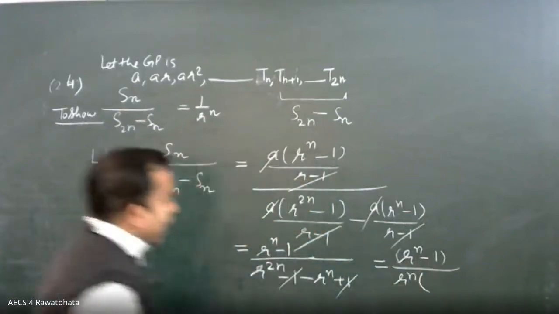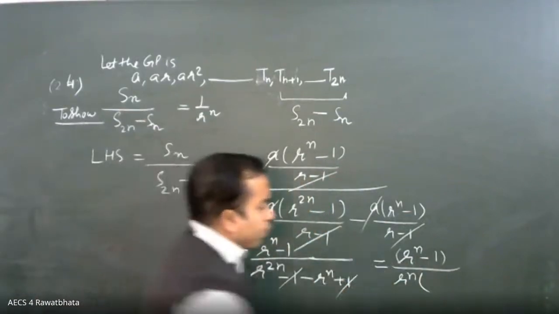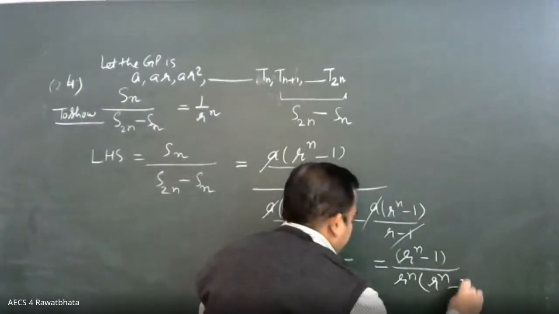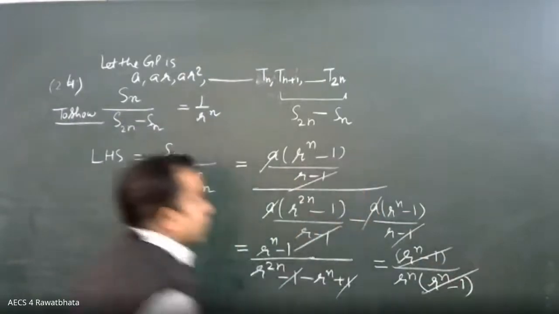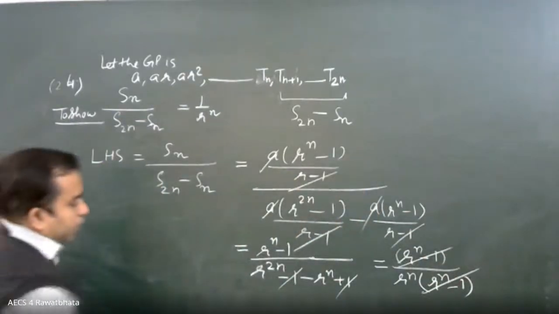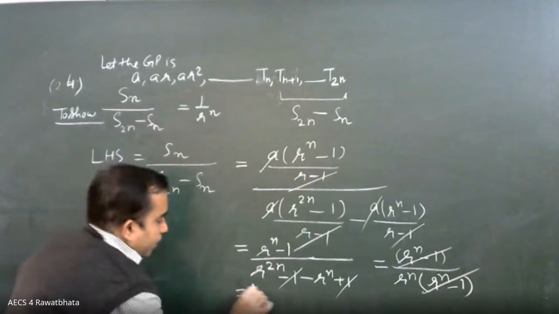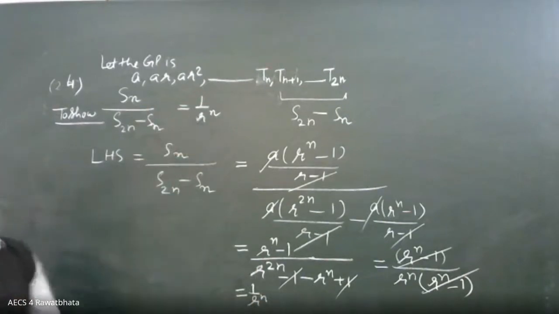In the bracket, what will I have? 2n minus n. N will remain. R raised to power n minus 1. Okay. Now this factor also get cancelled. So this becomes 1 upon r to power n. Right. What we wanted to bring? This only? Yeah, this only. So this is proved.